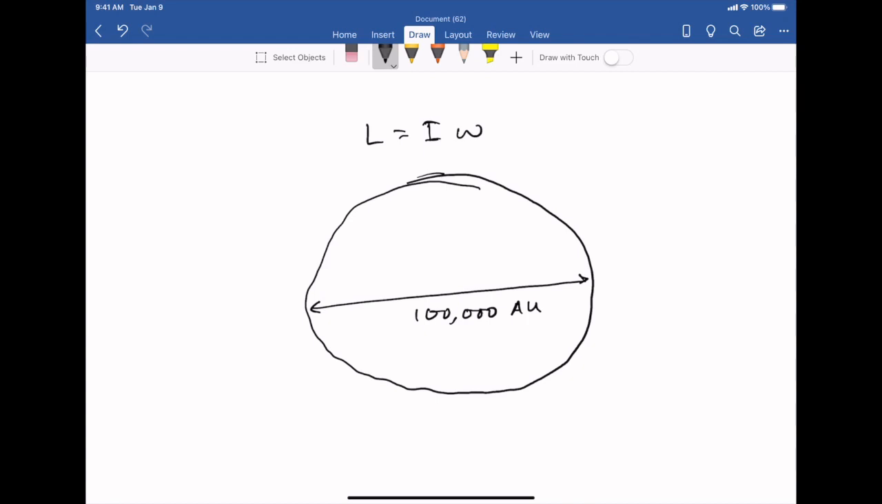What is the current size of the solar system? The current size of the solar system is about 100 astronomical units. So the cloud from which the solar system formed was this gigantic cloud of gas and dust, which had a size of 100,000 astronomical units.